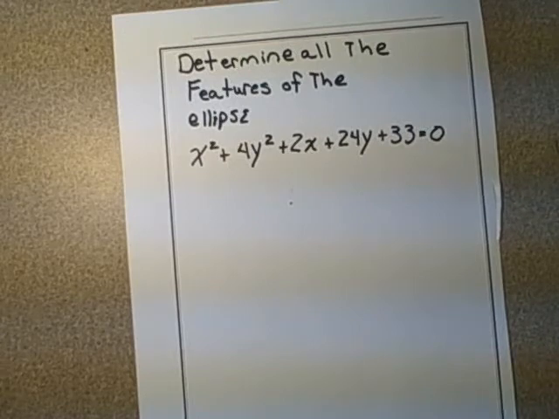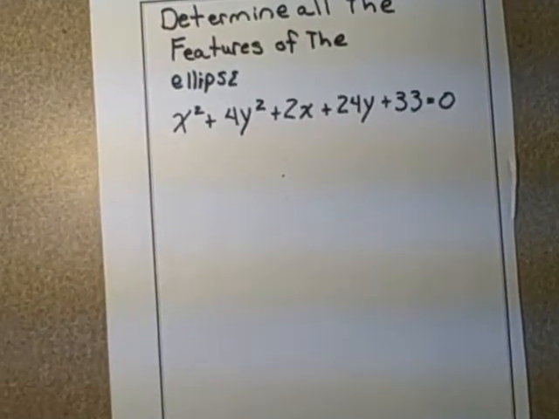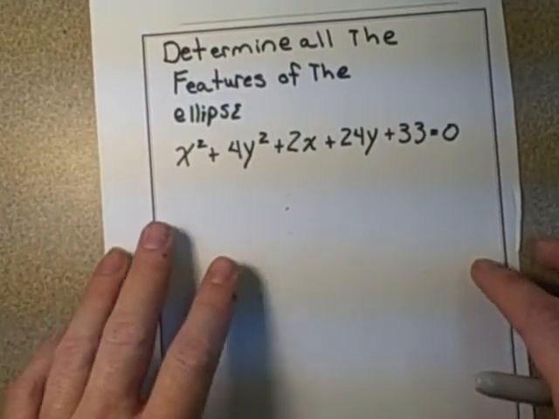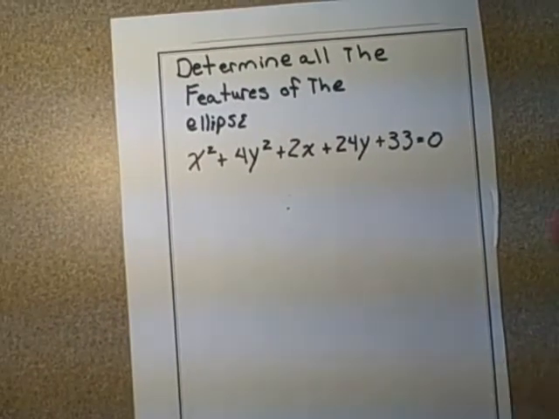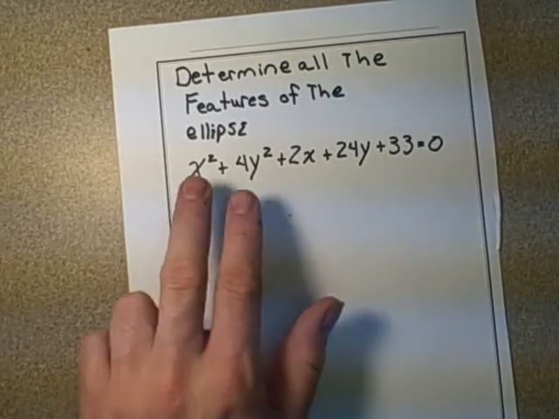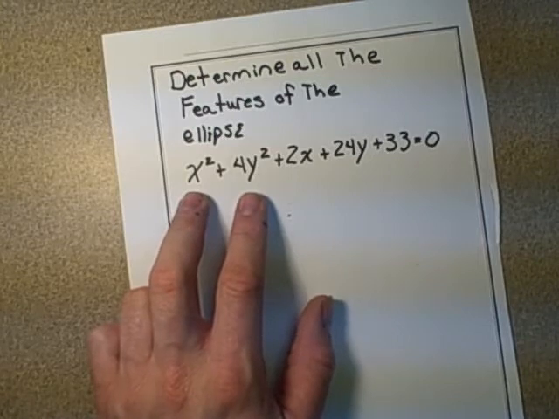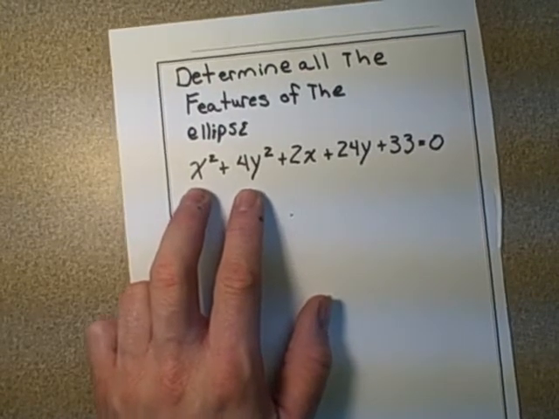So here's an example of an ellipse. Now the reason I know that this is an ellipse and not a parabola or something else is that there are two squared values in it, x squared and y squared, and an x and y, and that the x and y squared are different. If it was a circle, x squared and y squared would have the exact same coefficient in front of them.